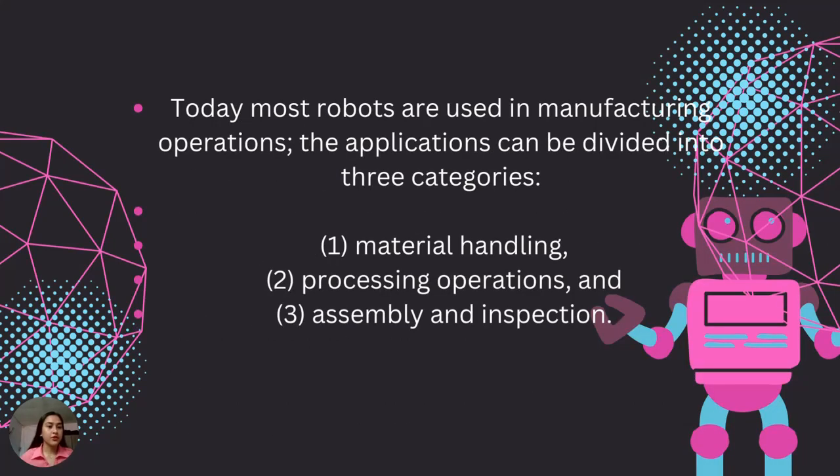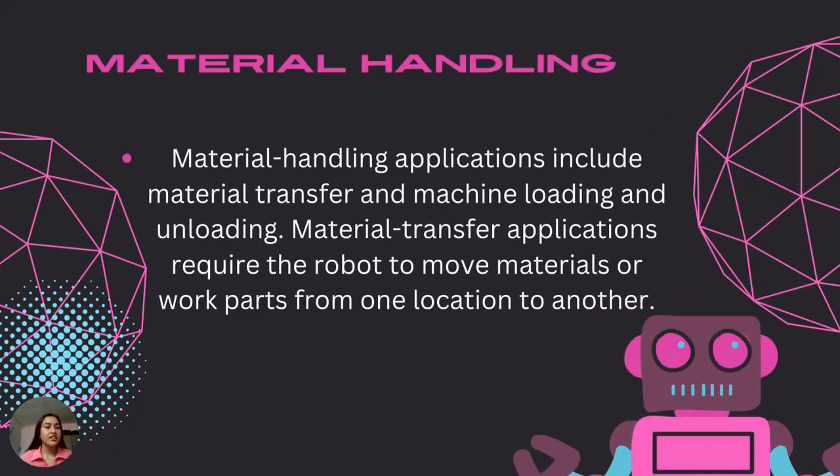Moving forward to the categories, today most robots are used in manufacturing operations. The applications can be divided into three categories. These are material handling, processing operations, and assembly and inspection. So material handling applications include material transfer and machine loading and unloading. Material transfer applications require the robot to move materials or work parts from one location to another.